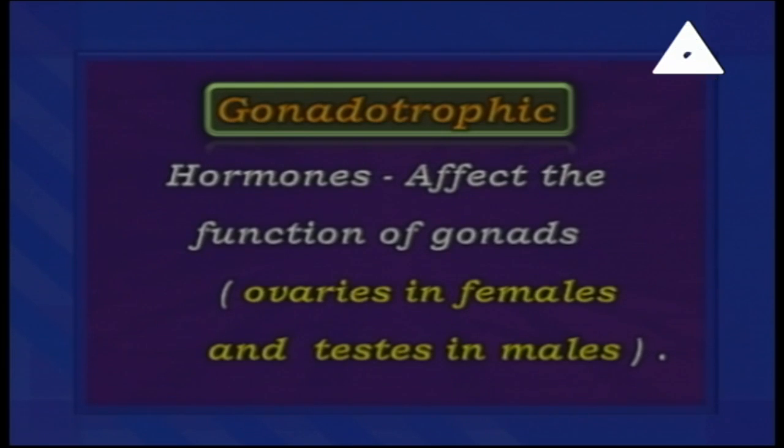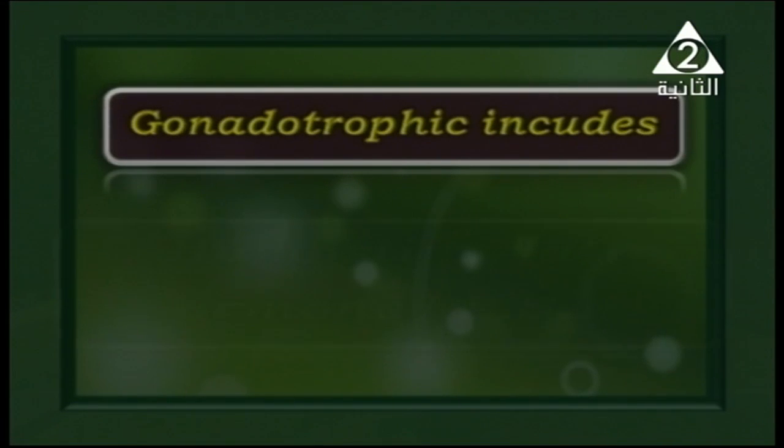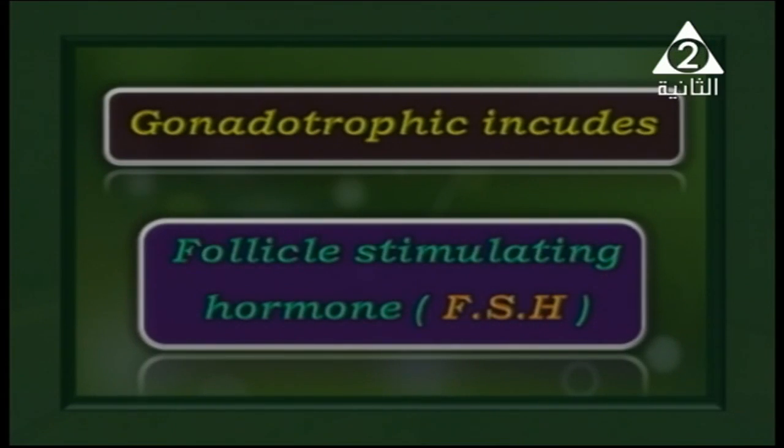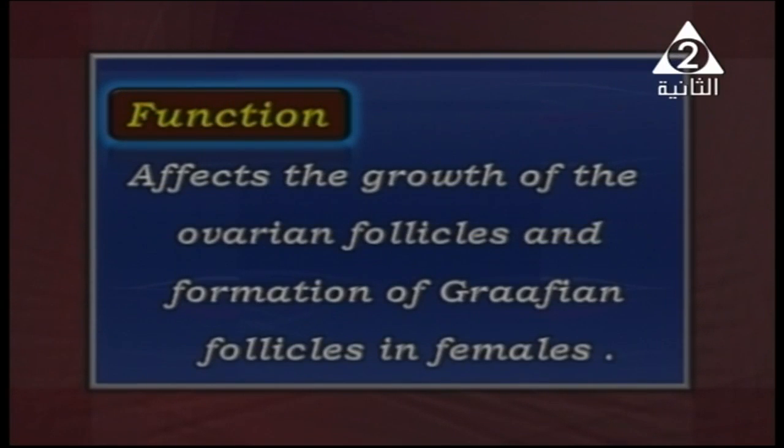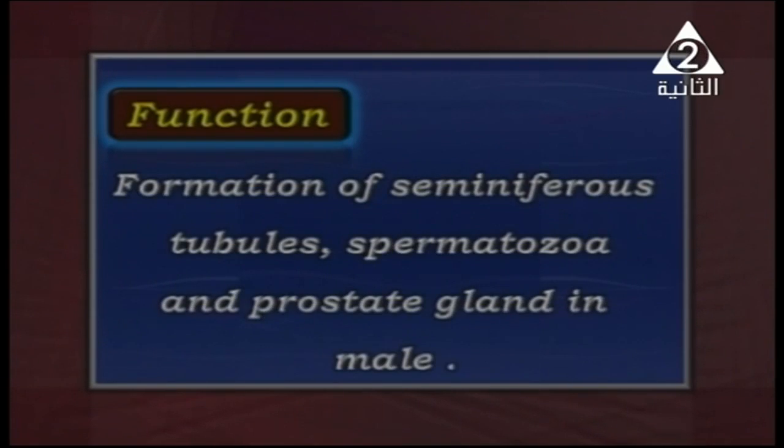And actually, gonadotropic hormone includes the follicle stimulating hormone, or FSH, and it has an important function which affects the growth of the ovarian follicle and formation of Graafian follicles in females. And also it has an important function in formation of seminiferous tubules and spermatozoa and prostate in males.